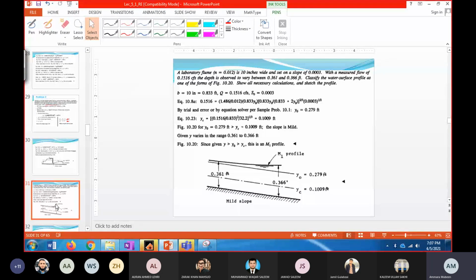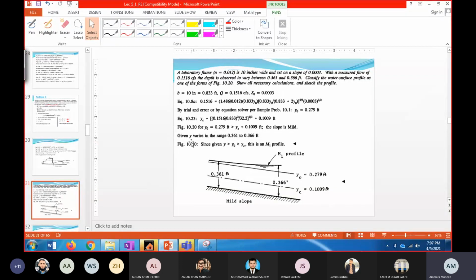And you also see that the depth is observed to vary from lower value to higher value. It means that it is positive slope. So you can draw the profile like this. And the gradient of M1 profile is positive. Okay. And yes, you can also use the criteria for M1 profile, that is y is greater than y0 and it is greater than yc.